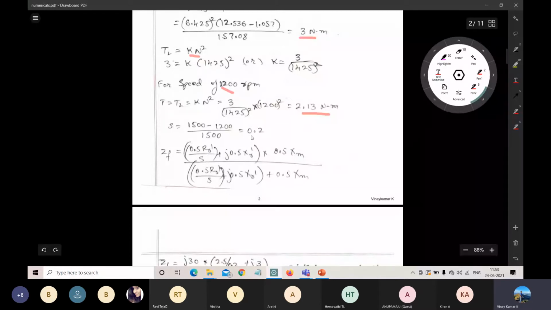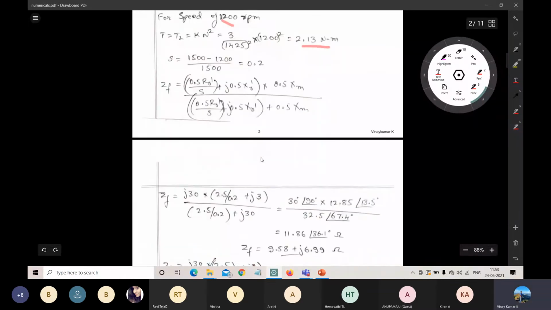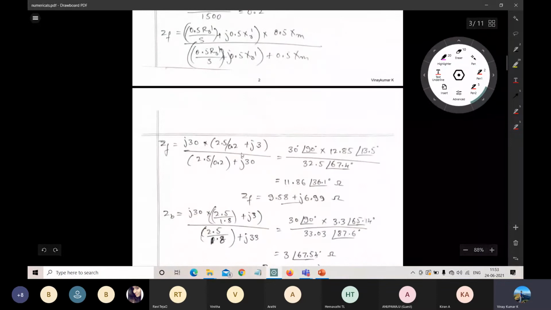So previously we had 0.5. Now it is 0.2. Same formula. ZF, instead of using 0.5, use 0.2.